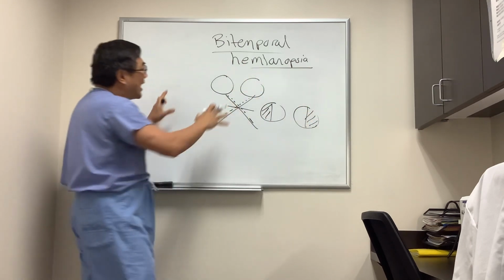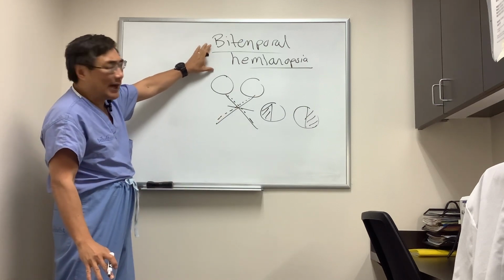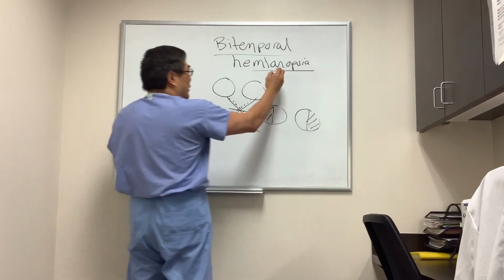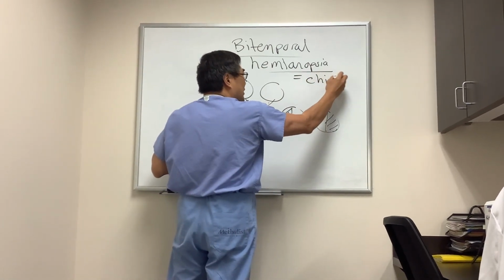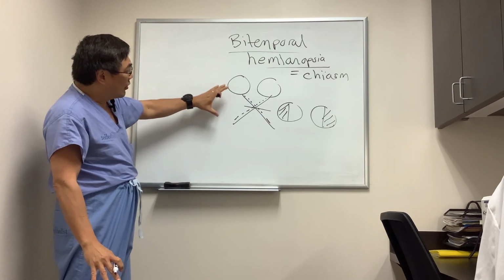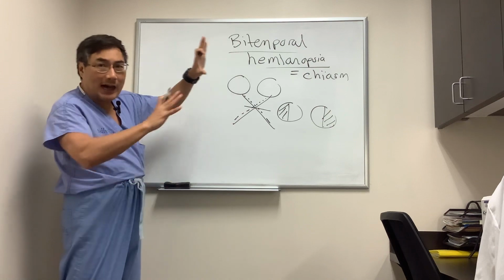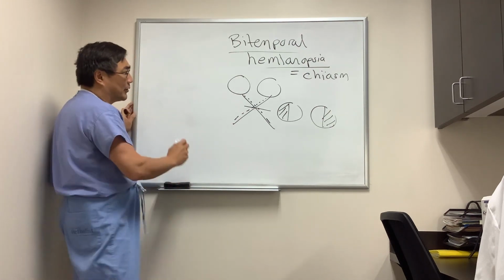And so it's really not a matter of bitemporal hemianopsia equals pituitary adenoma. It does not. Bitemporal hemianopsia equals a localization, which is the chiasm. However, there are things you need to know other than pituitary adenoma, even though the pituitary adenoma is the most common compressive lesion causing the bitemporal hemianopsia.